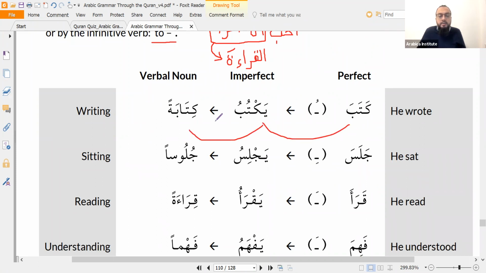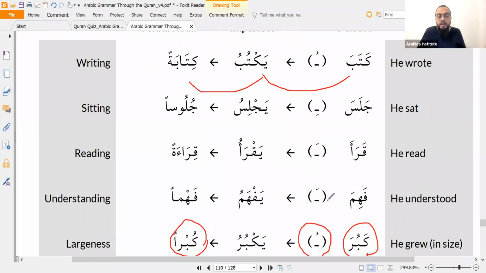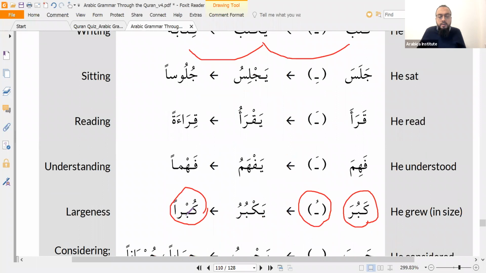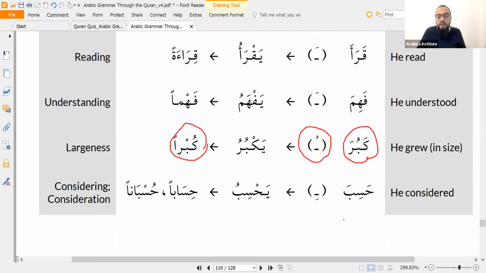He wrote, he's writing. What is he writing? Some writing. He sat, he's sitting. What's he doing? He sat a sitting. He read, he's reading. What's he doing? He's reading a reading. Or he read and is reading a reading. He understood, he understands, an understanding. He grew, he's growing, a bigness, a largeness. He calculated, or he considered, he's considering a consideration.